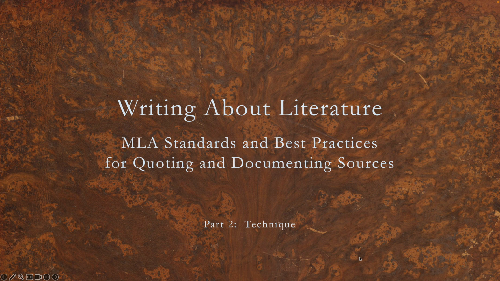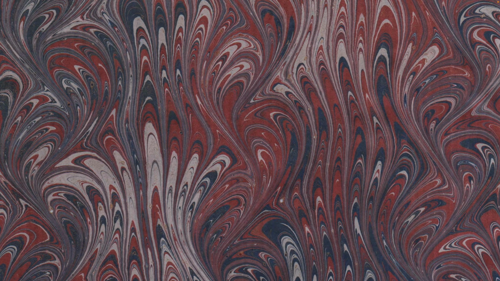This is the second part of a video series called Writing About Literature, MLA Standards and Best Practices for Quoting and Documenting Sources. This second video is focused more on technique, about ways to incorporate quoted material into your essay in a way that is effective and that does not interfere with the flow of your writing, the presentation of your ideas. So we're going to start by talking about some common mistakes that students make in their writing.